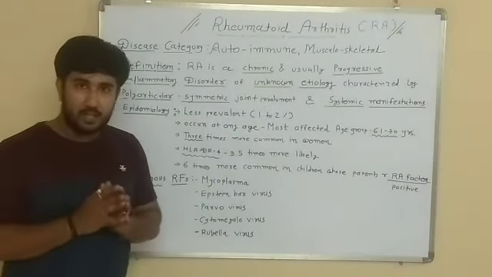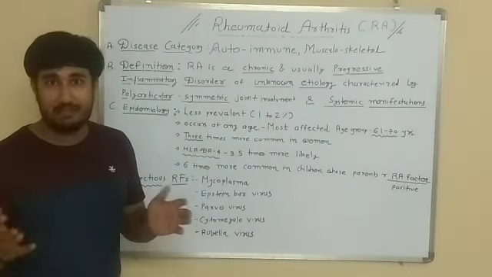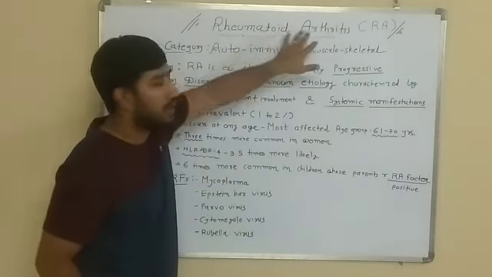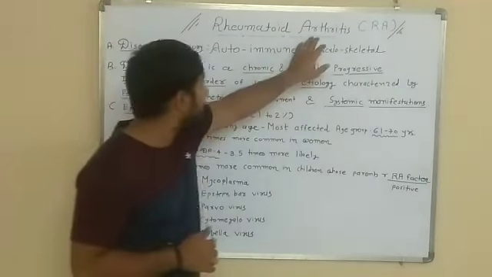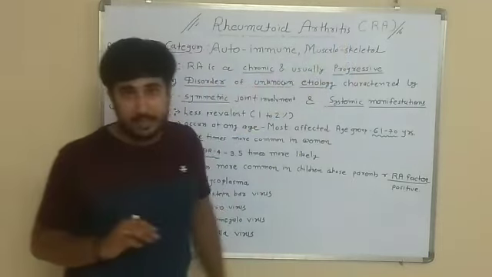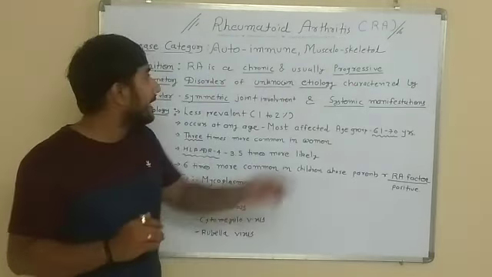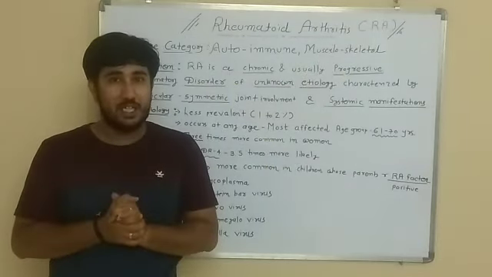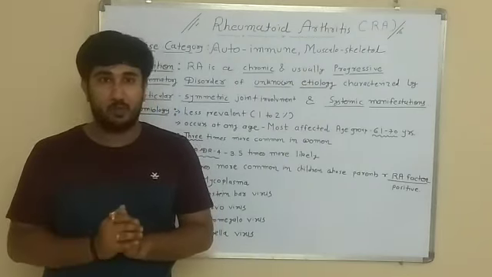Now, before we really understand what rheumatoid arthritis means, what is the pathogenesis and clinical presentation, let's start with what we mean by the word rheumatoid arthritis. First, we focus on the word arthritis. If we split the word arthritis, we have two words, arthus and itis. Arthus stands for joints and itis stands for inflammation. So basically this condition is inflammation of the joints. Arthritis means inflammation of the joints.